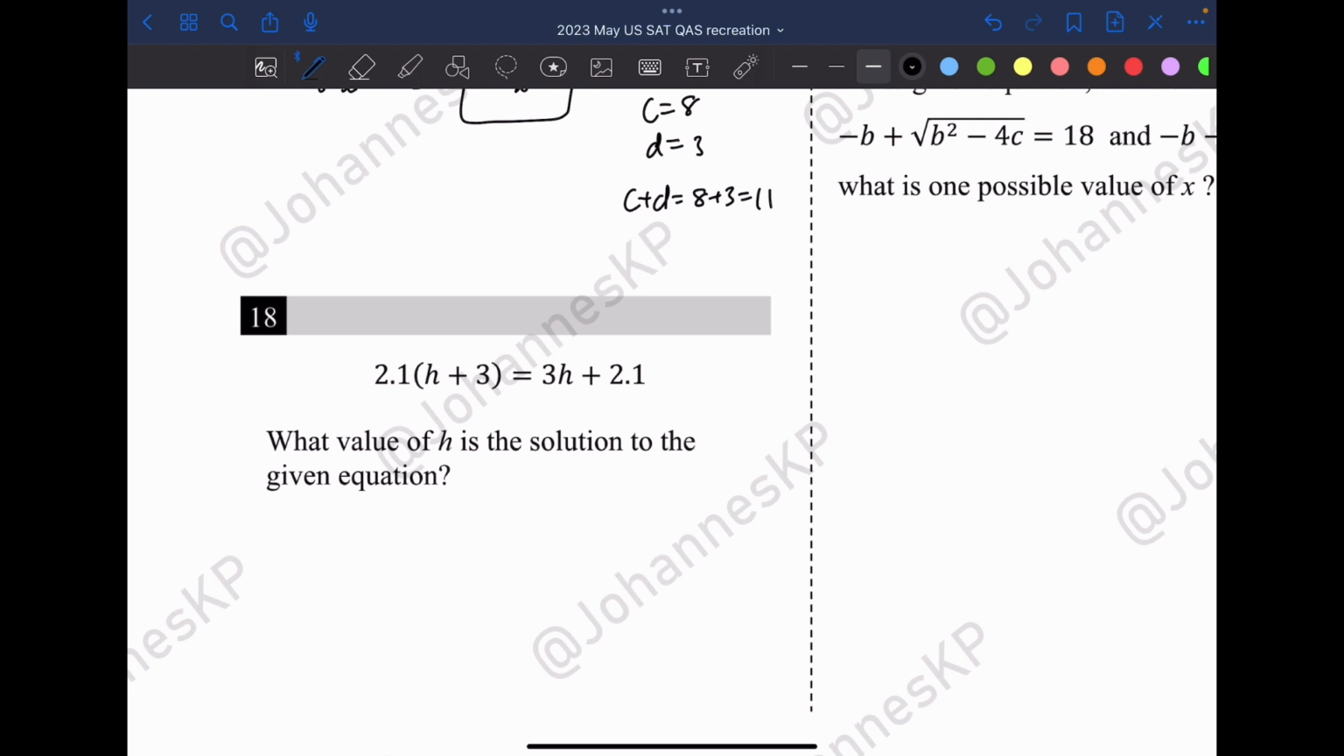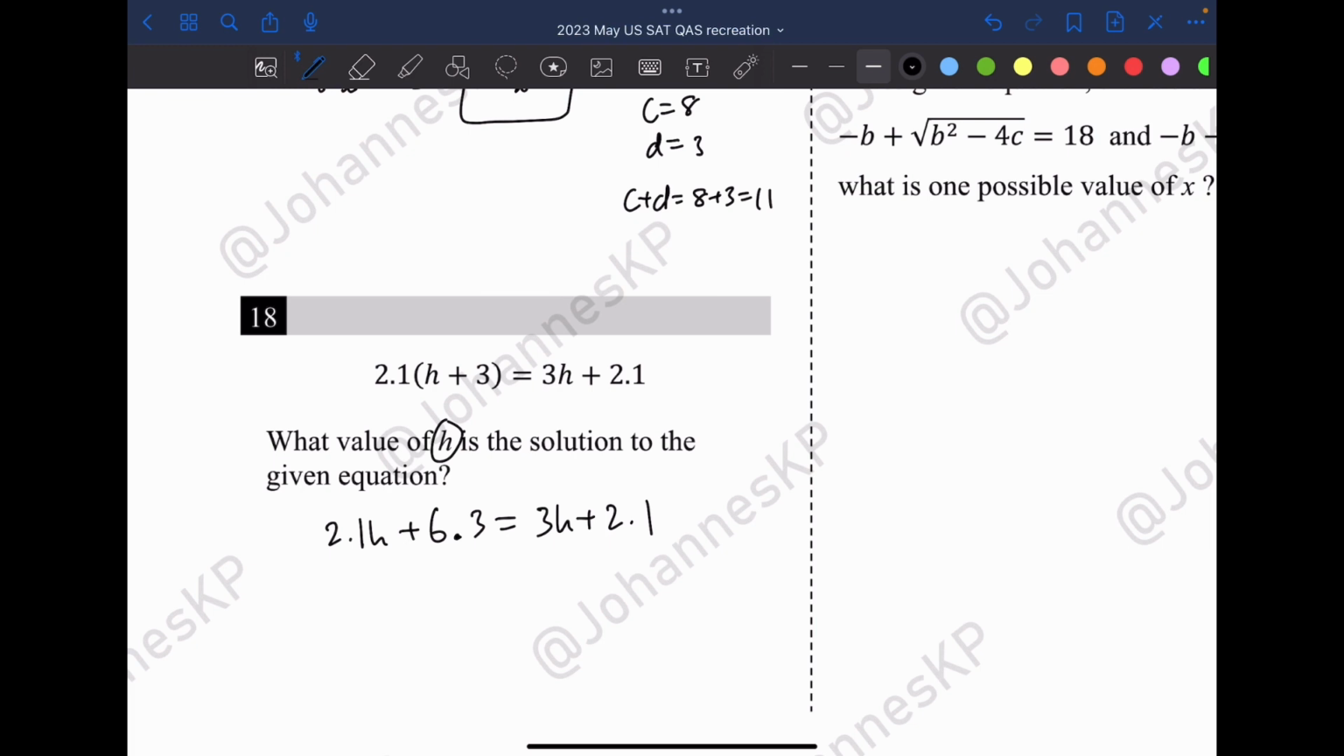Okay, but yeah, question number 18, kind of simple again. This time you have to just solve for h. Pretty simple. It's an algebra question like you've seen all your life, basically. So how do you do that? You expand this basically. So 2.1 times h is 2.1h, and then 2.1 times 3, this is mildly difficult, but not really. So 3 times 2 is 6, and then 3 times 1 is 3. We can do this because none of them are greater than 10. So it is equal to 3h plus 2.1.